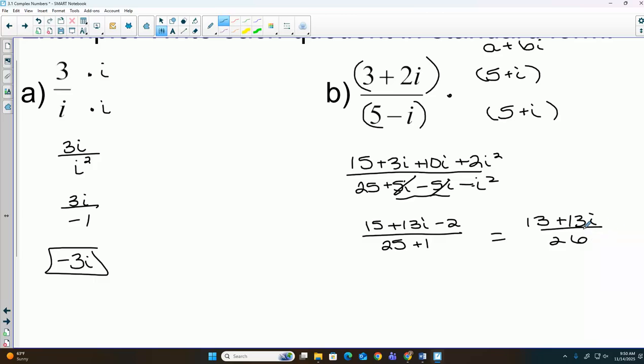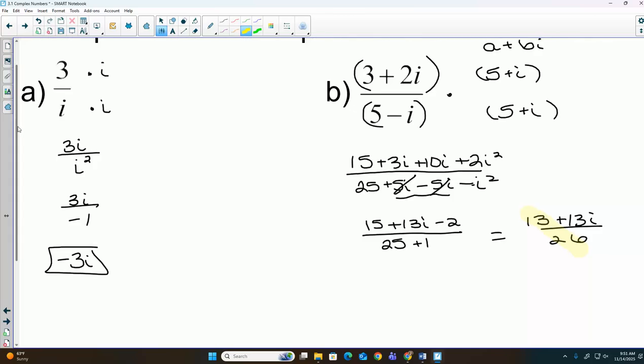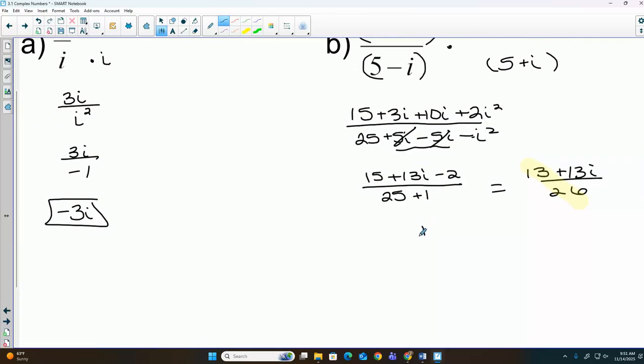Technically, is this in standard form? A plus bi, a real number plus an imaginary number? The top is, but the whole thing is over a fraction. So to be true standard form, we have to break it up and put each one over the denominator. What does 13 over 26 reduce to? Plus 13i over 26 would be 1/2 i. So on those fractions, you do need to go ahead and break them apart and put each one over the denominator and reduce.